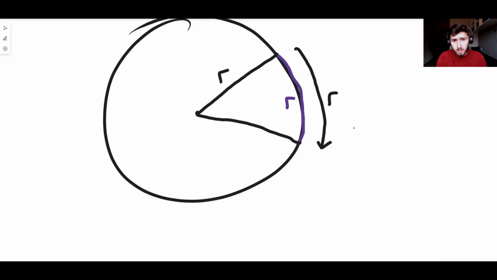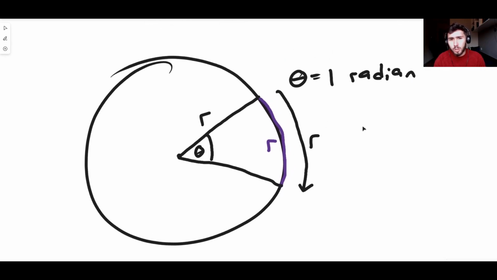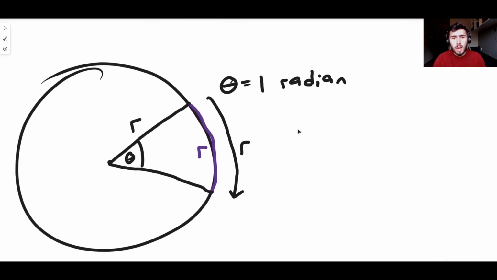What's that angle there? Theta. What is theta? Theta is 1 radian. That is the definition of a radian. A radian is the angle made at the center of a circle by an arc whose length, from its beginning to its end, is exactly 1 radius. We define that as 1 radian.